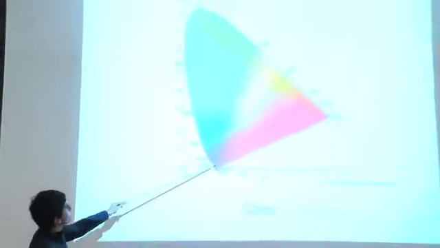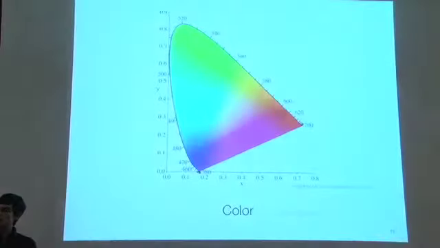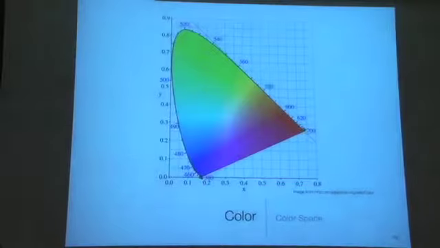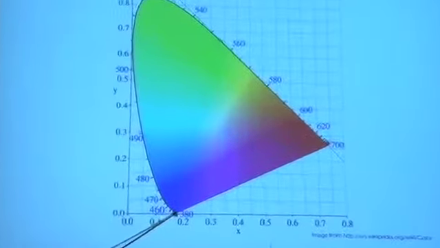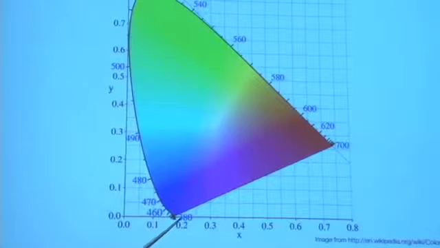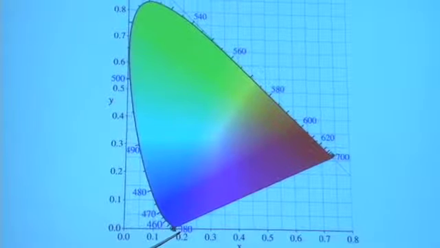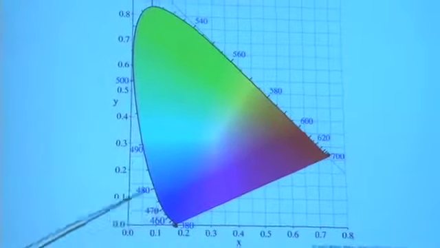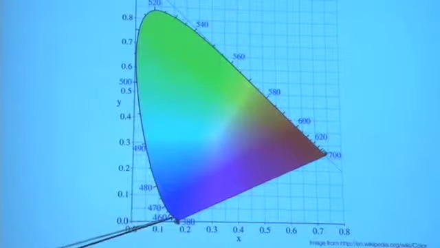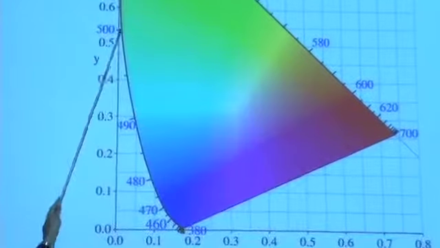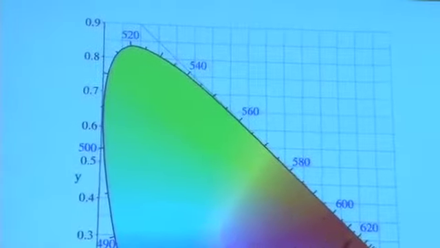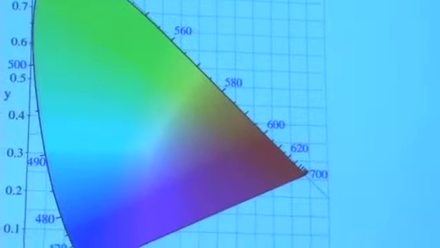So in this color space, for example, this is representing all of the colors that we can see with our eyes. We can see all the way from this very deep blue, which is at about a wavelength of 380 nanometers, and we just go all the way around. So this very outside edge of this color space represents the individual colors that we can see with our eyes.